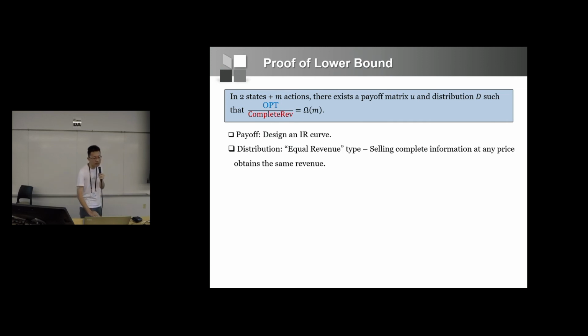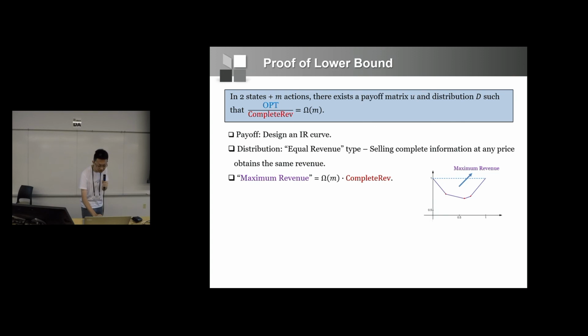And how we construct the distribution given our curve: the distribution is an equal revenue type distribution in this problem, which says that selling complete information at any price will obtain the same revenue. Okay, so we want to choose the R curve carefully such that this maximum revenue amount that we can collect from the buyer, which is just the weighted area above the R curve, is far from the complete graph.